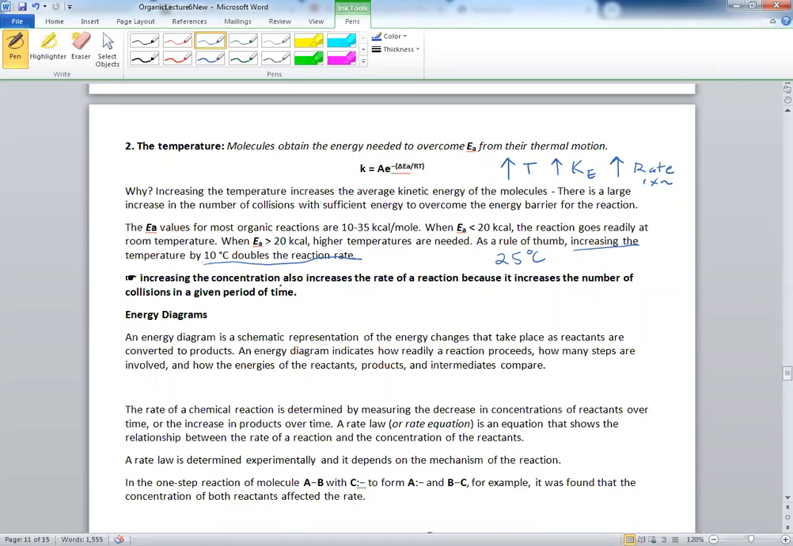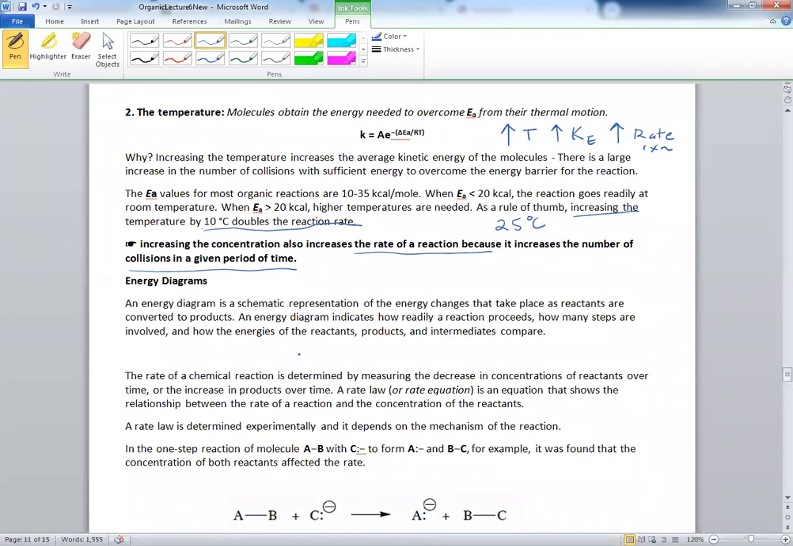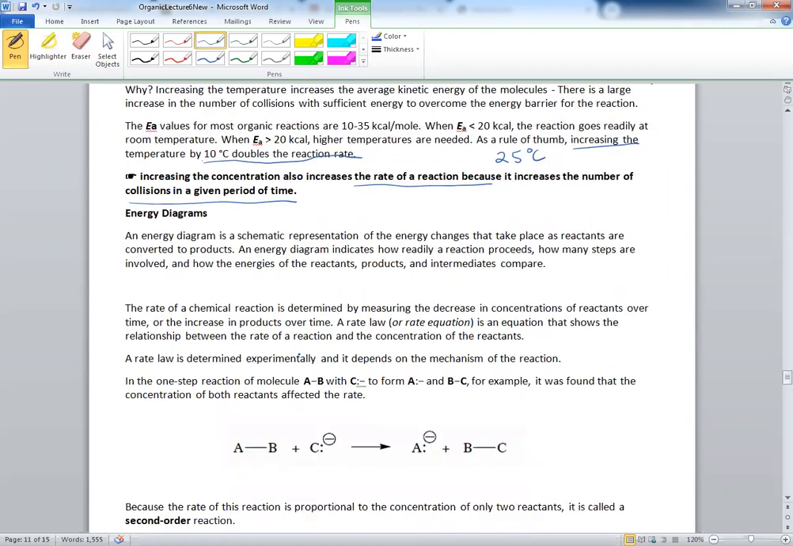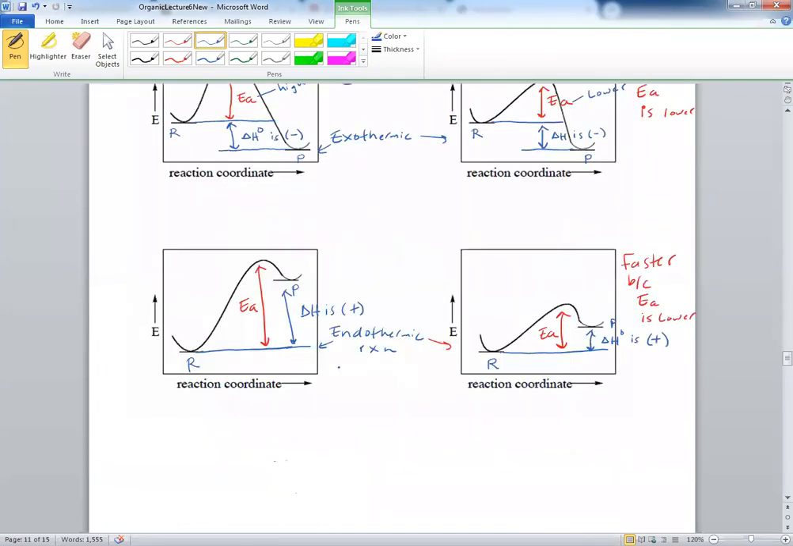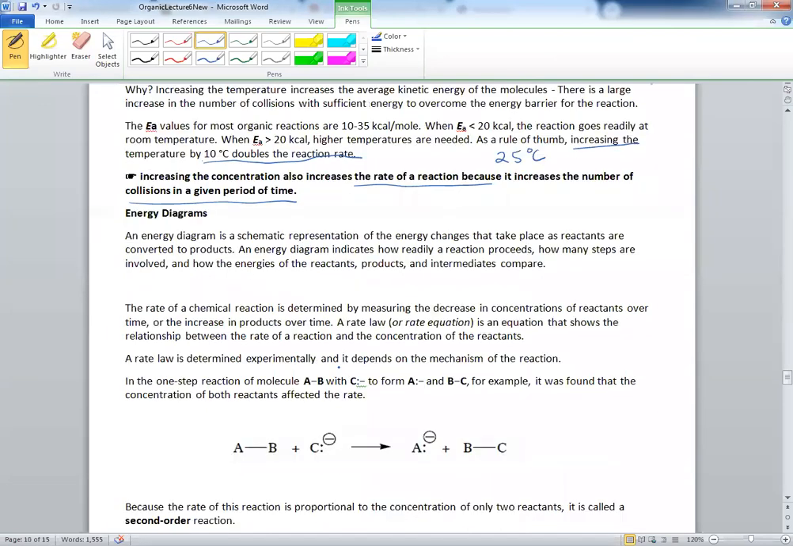One other thing is that increasing the concentration also increases the rate of the reaction because it increases the number of collisions. So once again, if you have more molecules, that means you have a higher probability that they will collide in that given period of time, of course, with the right orientation. All of those come together, kinetics and thermodynamics, to put together what we call energy diagrams, which we did already. They're here, but we will now actually relate them to organic reactions.